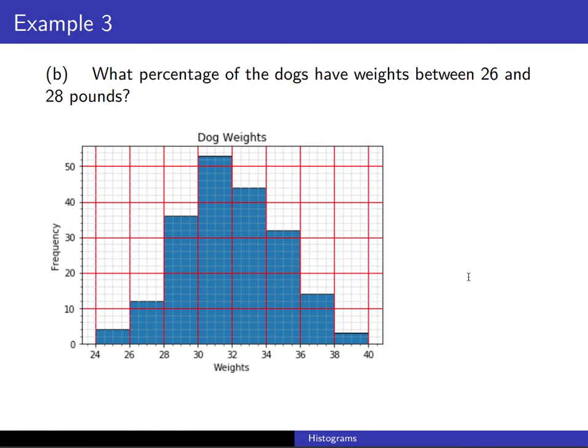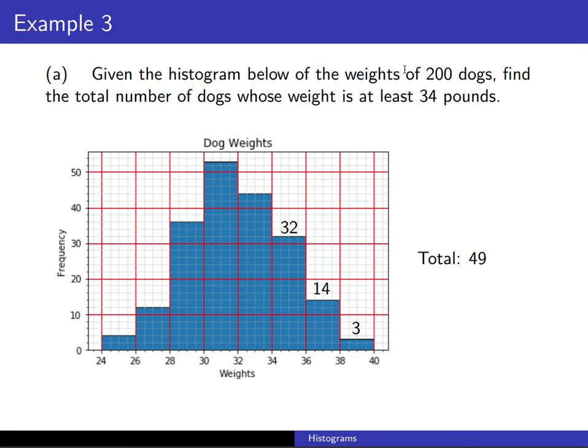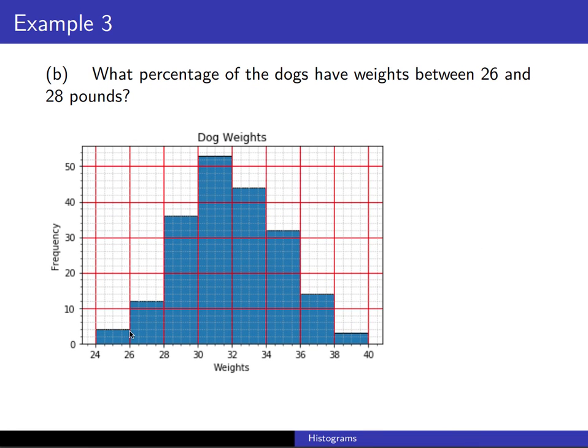Part B, what percentage of the dogs have weights between 26 and 28 pounds? Well, we had 200 dogs in our study. It told us that in the directions for Part A. So out of those 200 dogs, how many of them have weights between 26 and 28? Well, this one little space above the red line here means 12 out of 200, which is equal to 6%. So 6% of our dogs that we weighed are between 26 and 28 pounds, or greater than or equal to 26, but less than 28.